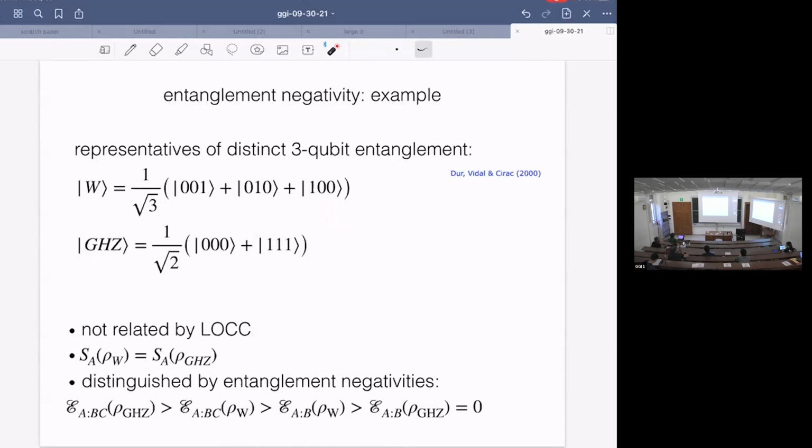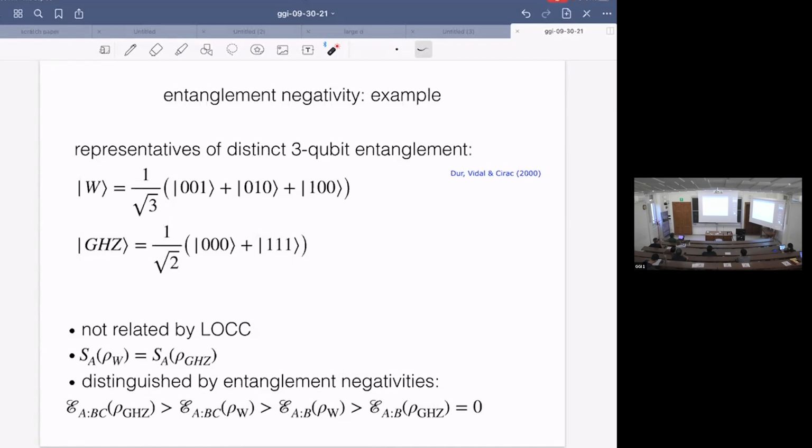All right. And then distinct 3-qubit entanglement, what that means here is that if you take the entanglement entropy of any subregion, so the first qubit, let's call that A, B, C, they're equal in both these states. So for any subregion, the entanglement entropy of the first qubit of the W state is equal to the entanglement entropy of the GHZ state with the same qubit. Okay, but how these states differ, one way to measure their difference is to use the entanglement negativity.